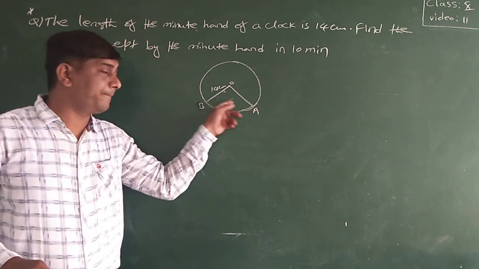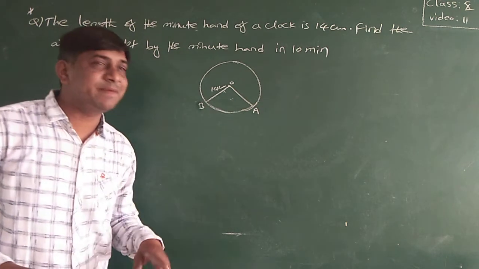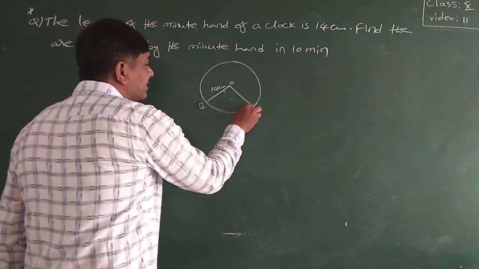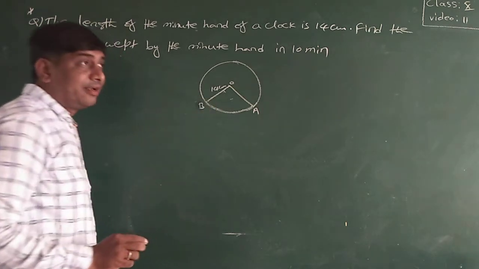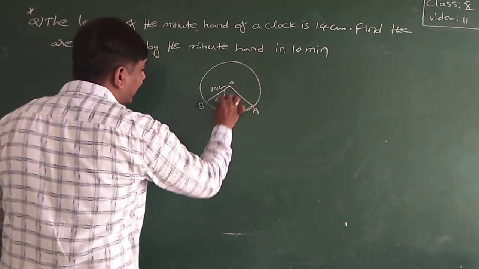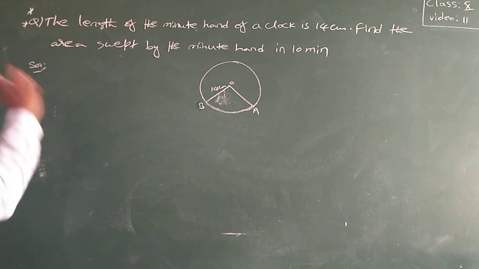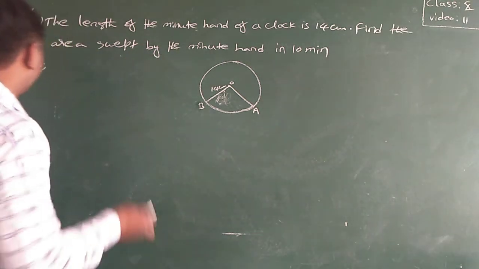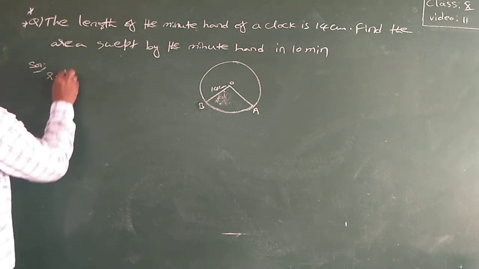Area means this one. Here area is different, distance is different. Distance means we have to find the length of the arc. Finding the distance covered by the minute hand in 10 minutes means this is the length of the arc, whereas the area swept by the minute hand means this is the area. Very very important. Distance means find the length of the arc. Area uses the area of the sector formula. The length of the minute hand is equal to the radius.